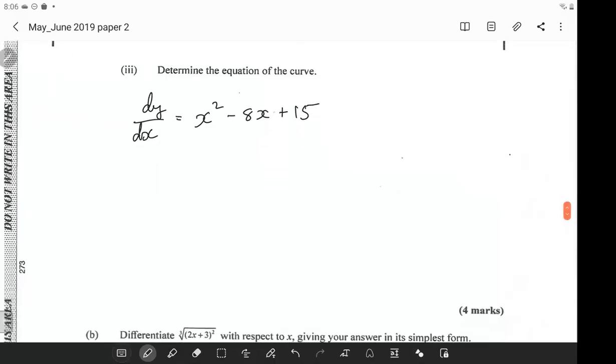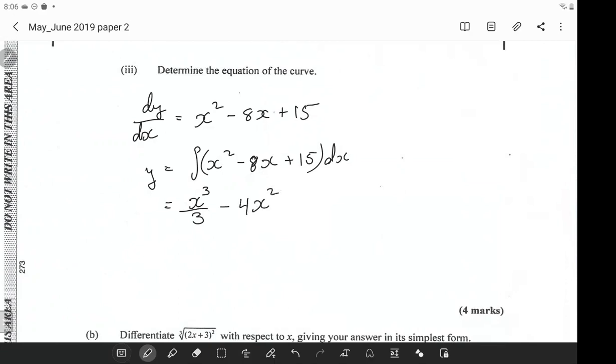So if we were to integrate this to get back the equation of our curve, we will get y equal the integral of x squared minus 8x plus 15 dx. So integrating, we get x cubed over 3 minus 8, that is 4x squared, because we added 1 to the power and divided by the new power, plus 15x, and then plus some constant of integration.